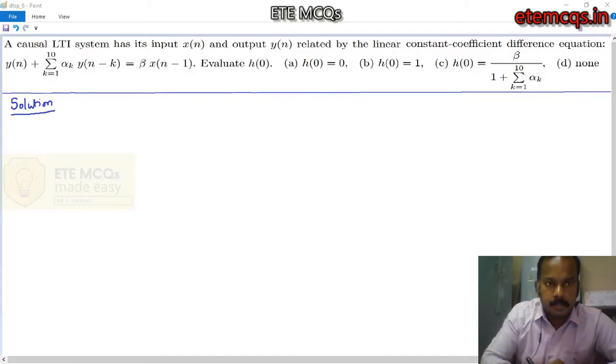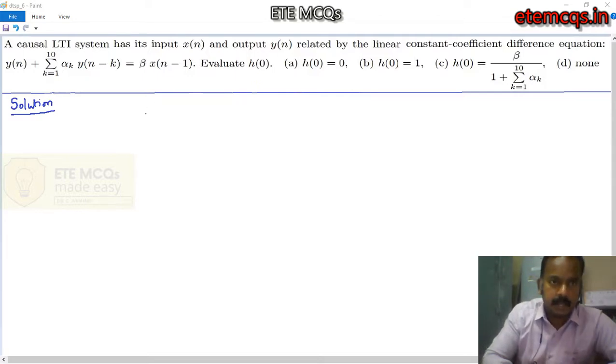A causal LTI system has its input x of n and output y of n related by the linear constant coefficient difference equation y of n plus summation k is equal to 1 to 10 alpha k y of n minus k is equal to beta into x of n minus 1. Evaluate h of 0. You are supposed to find the value of h of 0, and you are given 4 options.